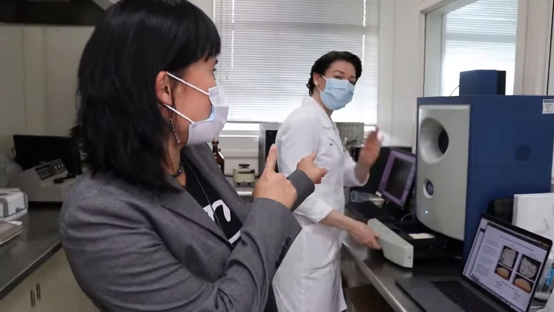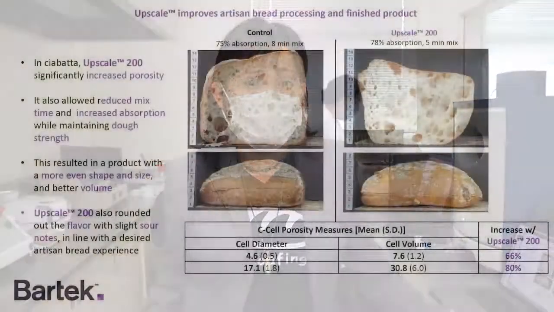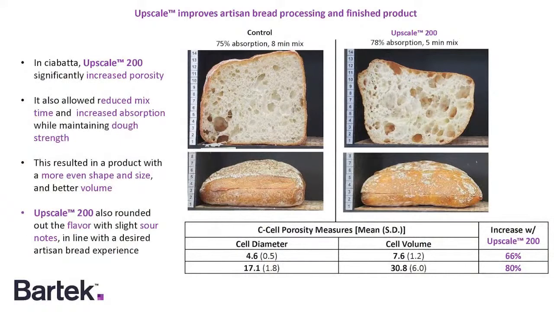On Wisdom Wednesdays, I share tips on baking, and today I am in the Wheat Marketing Center with Dr. Jane. I just wanted to continue our discussion from last week where we talked about the effect of Upscale 200. I've realized that Upscale 200 is one of those amazing ingredients that actually increases the pore size of your straight dough ciabatta, okay? And some of you may ask, why straight dough ciabatta, right?